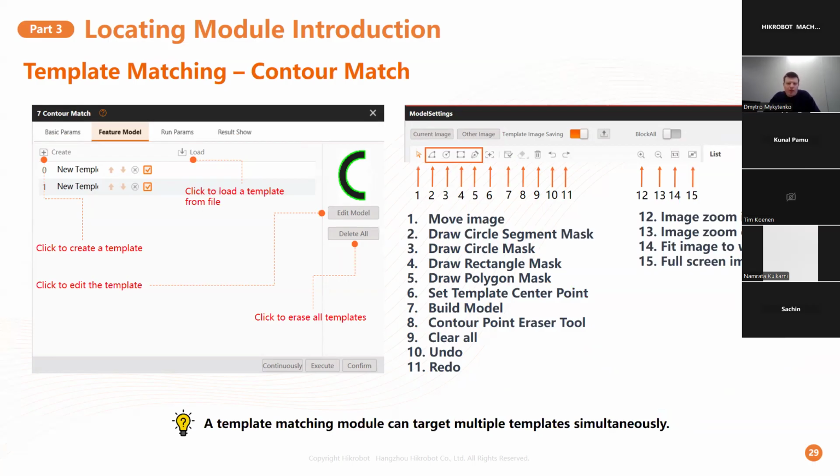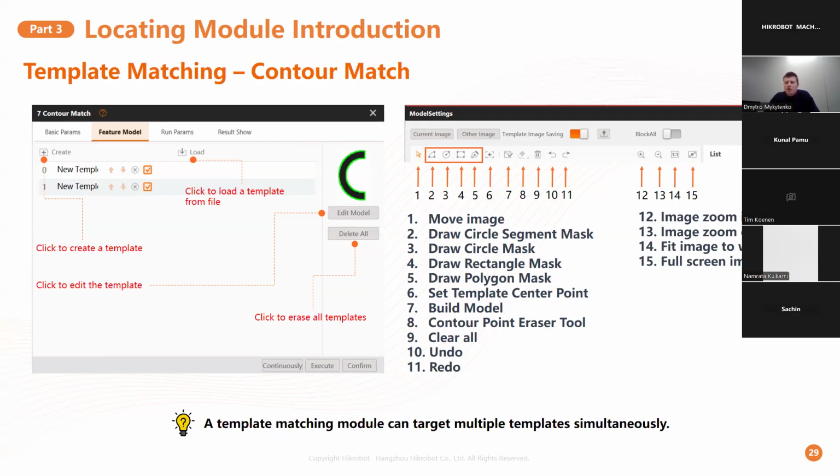Templates can be created, edited, imported, and deleted. The template settings window provides a range of tools for defining the template area and drawing masks. You see it on the right side of this slide. The focus is on selecting meaningful contour features while excluding irrelevant image regions, masking them out. The template center defines the positioning reference.